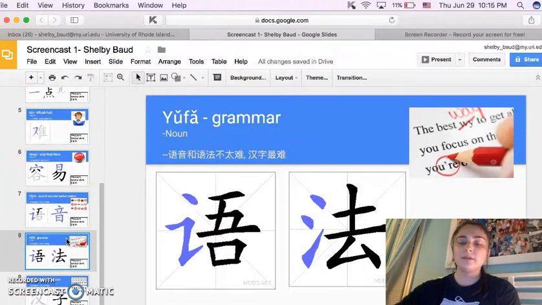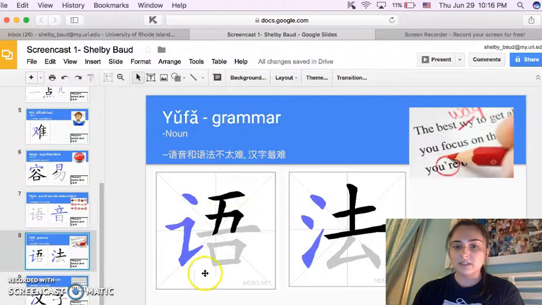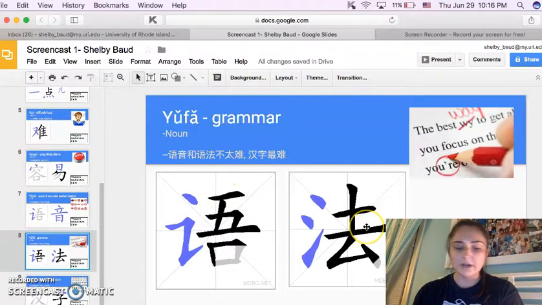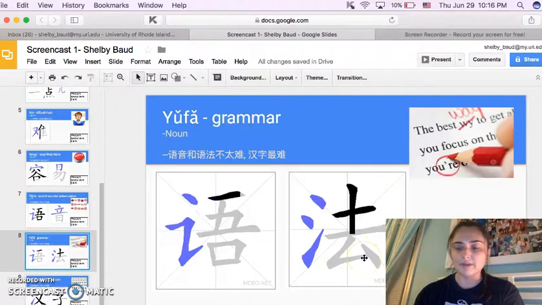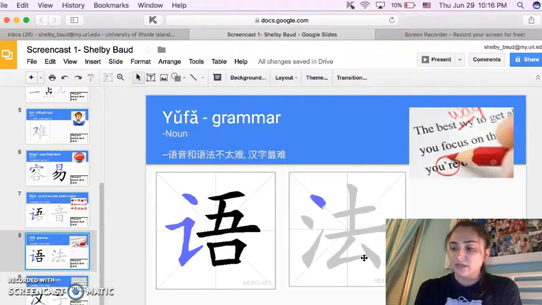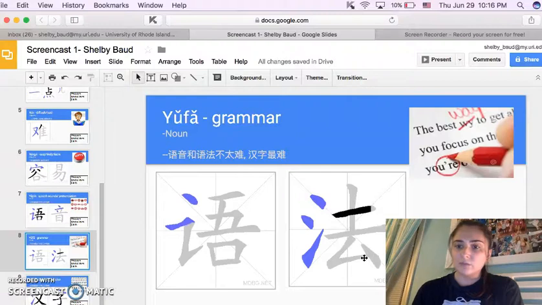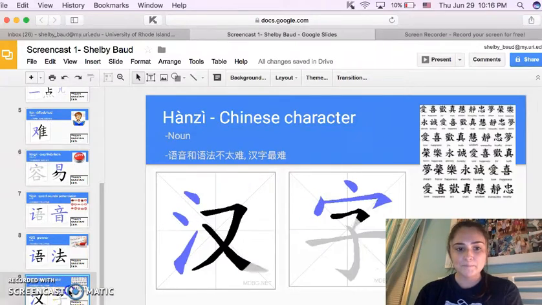The next word is yǔfǎ. It means grammar and it's a noun. The radicals are speech for the first word, and the radical for the second is water. And to remember that, again, it looks like a person for speech, and then this one, the water, has curvy lines, so you can remember it that way. And again, it being used in a sentence would be the same sentence as the last one, which again means the pronunciation and grammar are difficult. And this one has 9 brushstrokes, and this one has 8 brushstrokes.